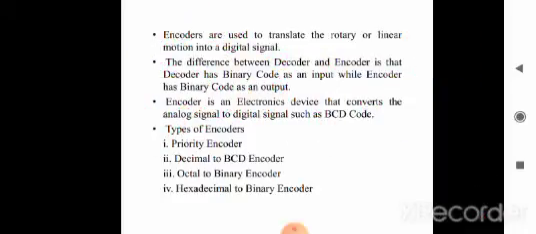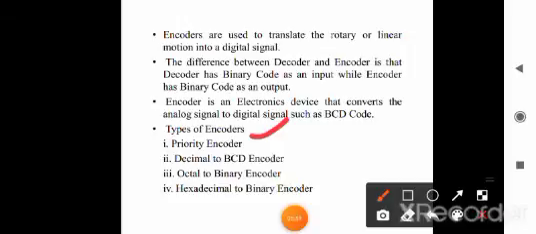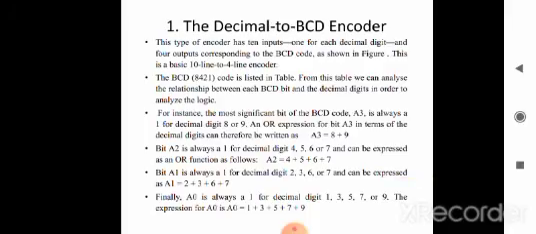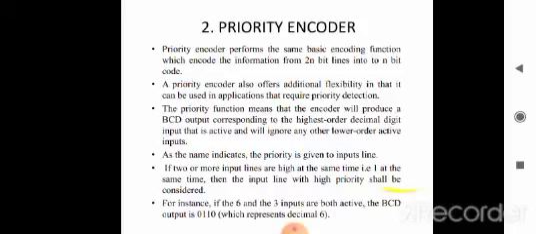Based upon the encoders, we have the priority encoder and the decimal to BCD encoder. In this class we study these two encoders, the priority encoder and the decimal to BCD encoder. First we study the priority encoder.